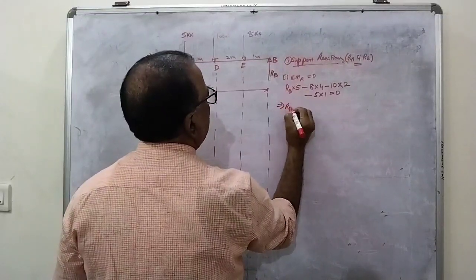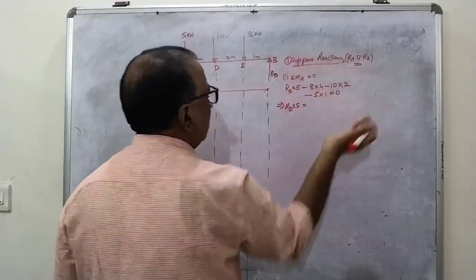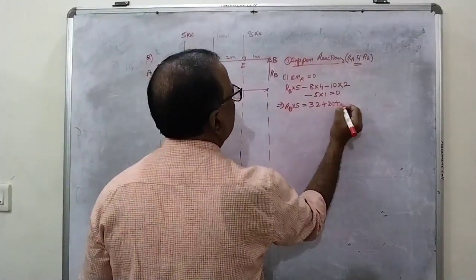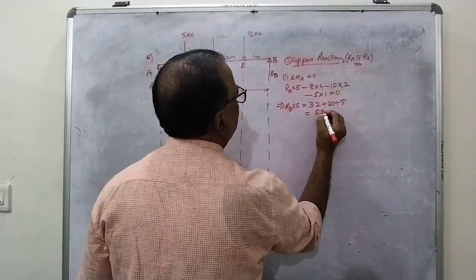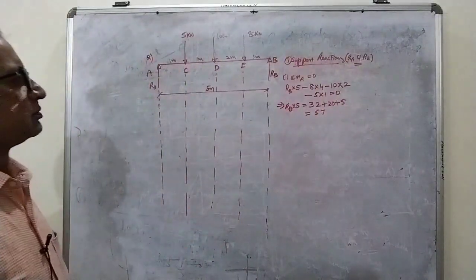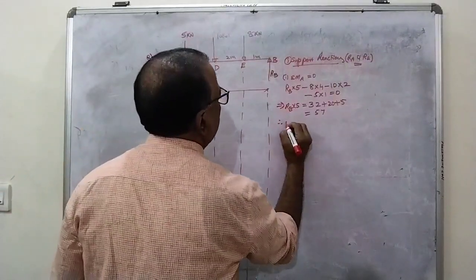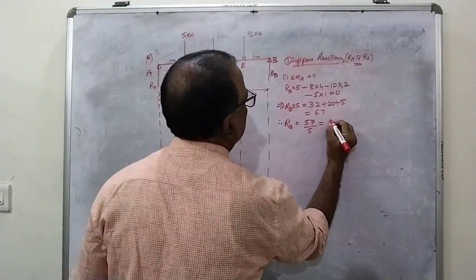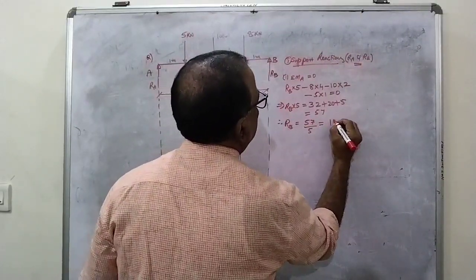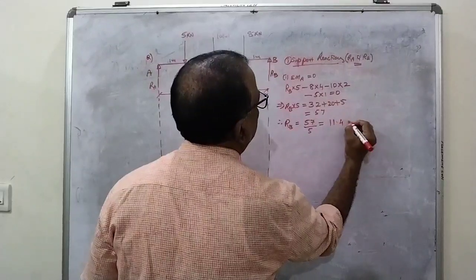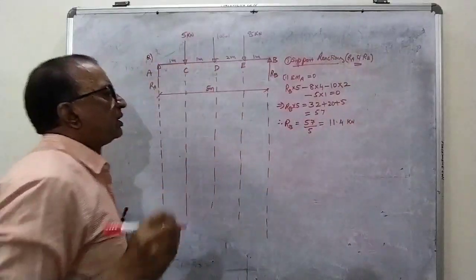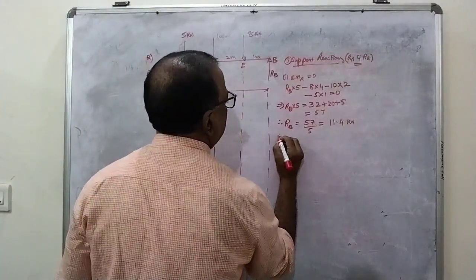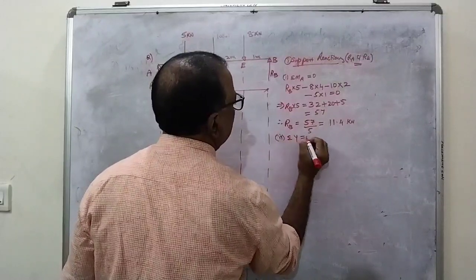This implies RB into 5 is equal to, all will be positive if you shift it to the right side. First 32 plus 20 plus 5. It is coming to 57. So therefore RB is equal to 57 divided by 5. 11.4. What is the value of RB? 11.4 kilonewtons. Next is second equation, sigma y is equal to 0.